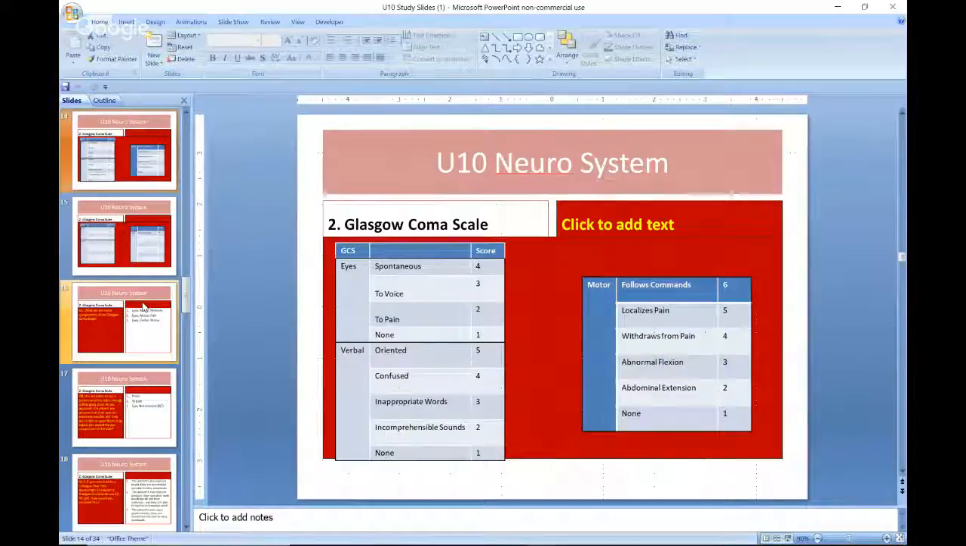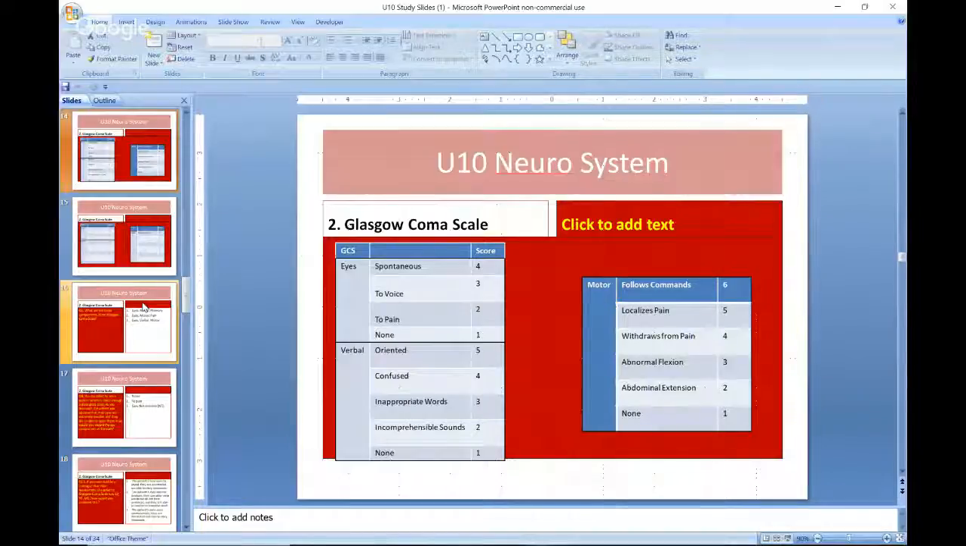Is that 5 or 6? It's 5, I think. And the last one, motor, has 6. The easiest thing to remember is if you're at the top of the scale of that particular function, it's normal. So eyes, number 4 is normal. Number 1 is none on all of them. So verbal, number 5 is normal. 1 is none. Motor, if they're fully comprehending, they follow all your commands and can move and take care of themselves, it's 6. If there's no motor function at all, it's 1.